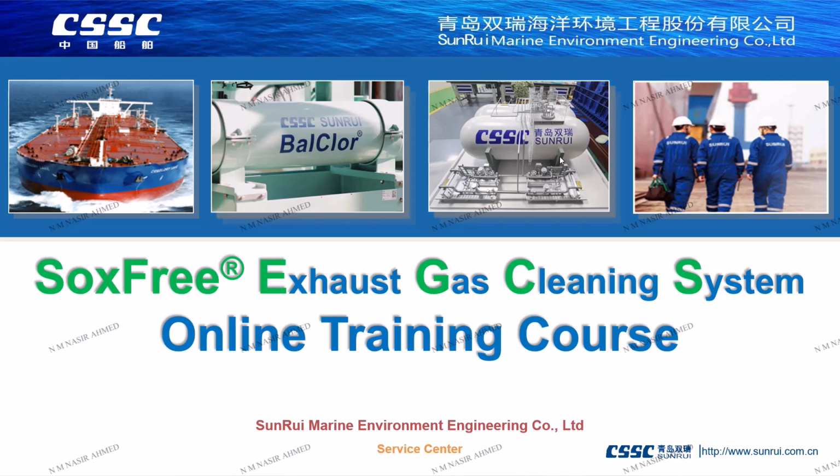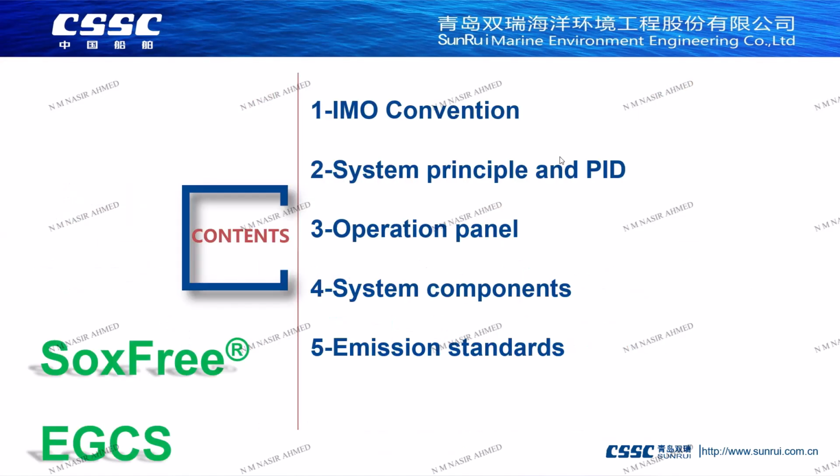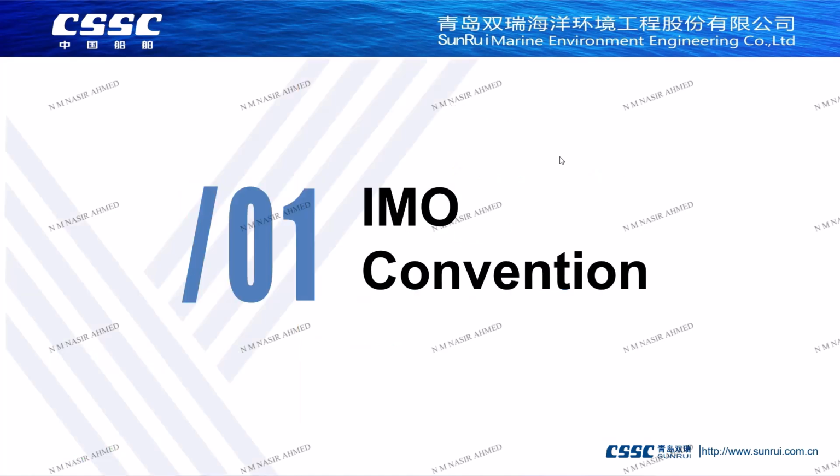The ship exhaust gas cleaning system is what we call the desulfurization system, EGCS for short. Today, we're going to talk about 5 parts. The first part is the regulatory requirements of IMO. The second part is the principle of this system and PID drawings. The third is operation. The fourth is about components of our system. And the fifth mainly talks about emission limit requirements and some related to the IMO.